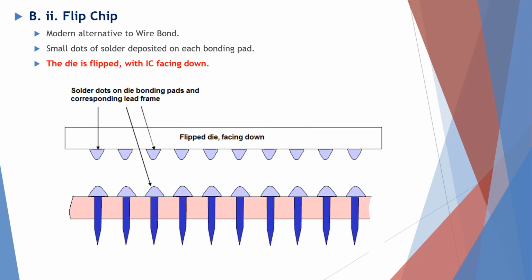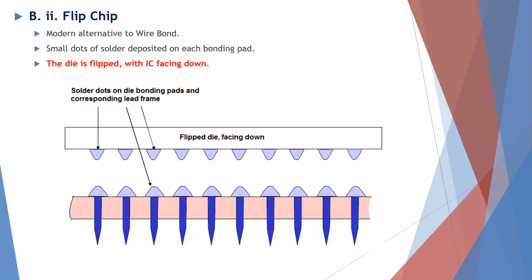The next process that we're going to look into is flip chip. Previously we already saw the wire bond, right? Flip chip is the modern alternative to the wire bond. Wire bond is the old technology, and flip chip is the latest one. A small dot of solder will be deposited on each bonding pad, and then the die will be flipped with the IC facing down, and then placed on this area.